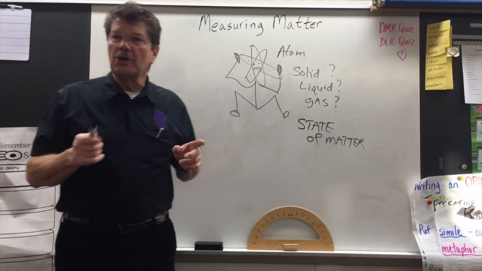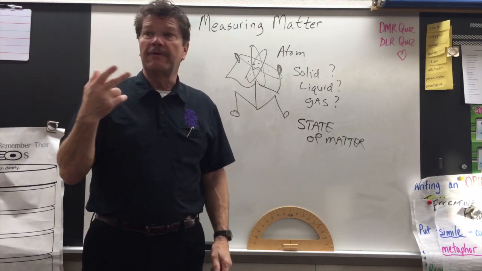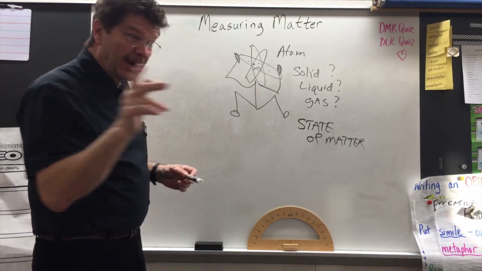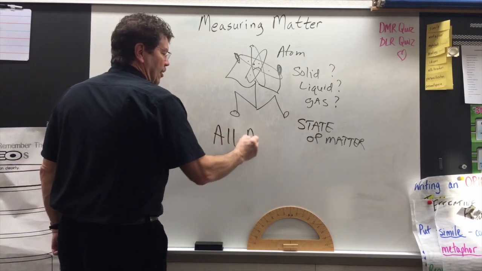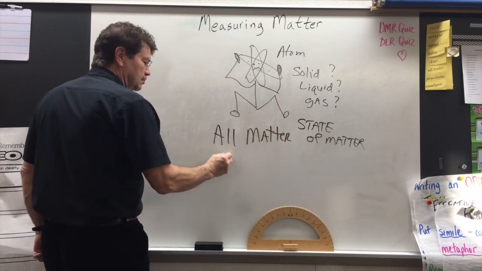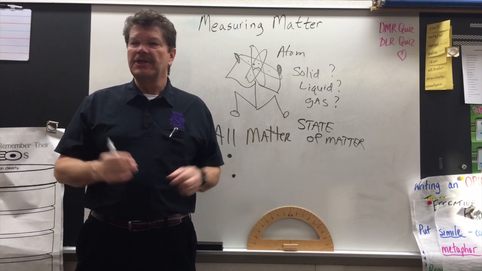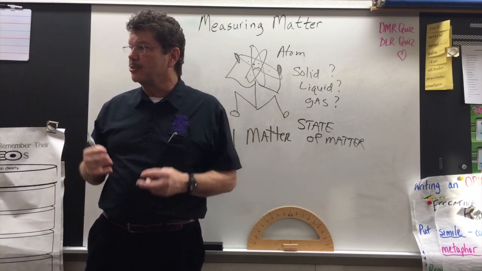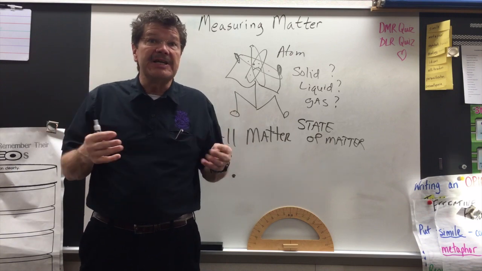So let's take a closer look at matter. Here are my two rules for matter. All right, you ready for this? Go ahead and write this. All matter, number one and number two. If we can answer these questions, then whatever object or substance we have is made of matter, even though we may not be able to see it when it's really small.